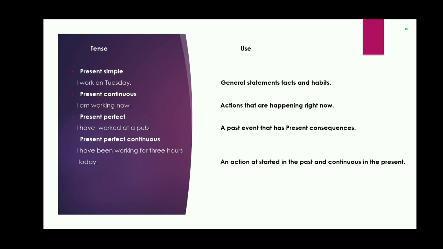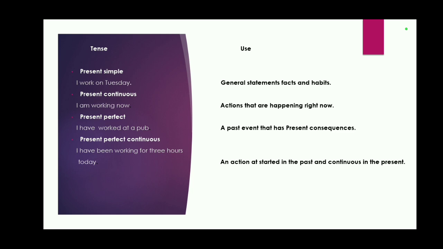The present simple: I work on Tuesday. This is used to talk about general statements, habits, and facts. The present continuous: I am working now. This is used to talk about actions that are happening right now.